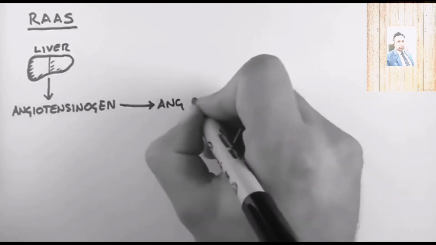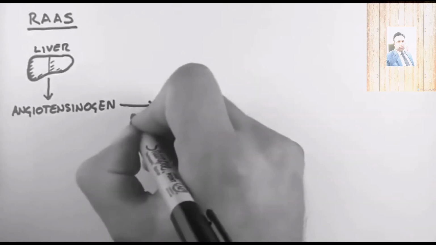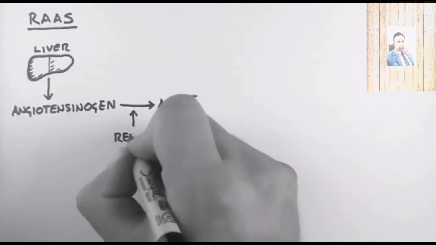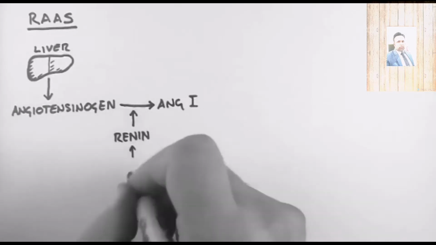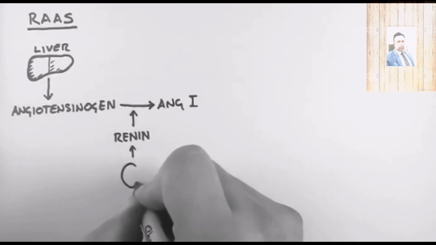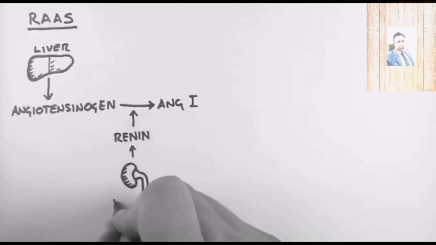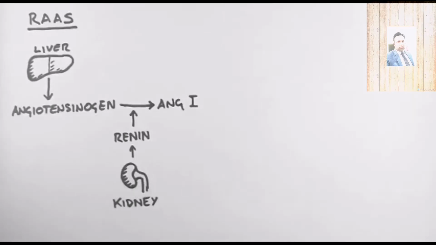And this gets converted into angiotensin 1. And this occurs through the action of renin, which is an enzyme released from the kidney. And the kidney releases this due to low fluid volume moving through the nephrons.